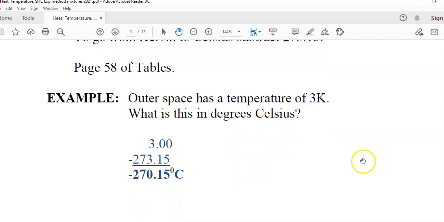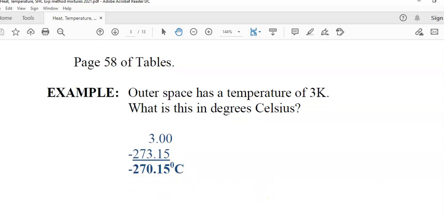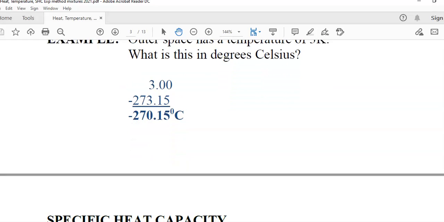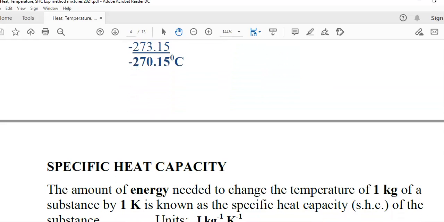A very nice little example here. The temperature of outer space is around 3 degrees Kelvin, 3 Kelvin. What's this in degrees Celsius? Well, to go from Kelvin to Celsius, you subtract that number, minus 273.15. And when you do that, you get minus 270.15 as the temperature of open space. That is pretty cold. That is pretty low, just 3 degrees above absolute zero.